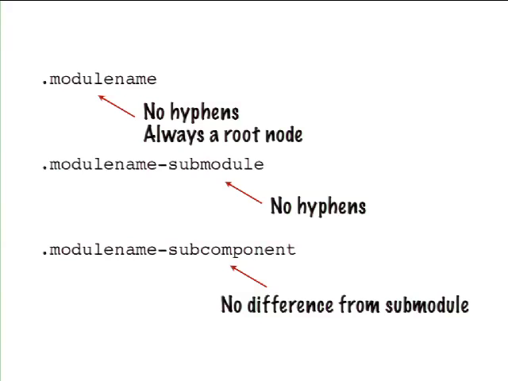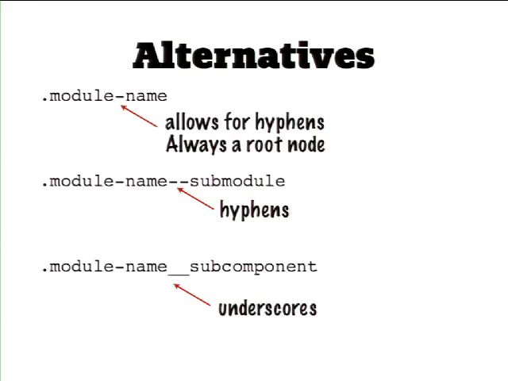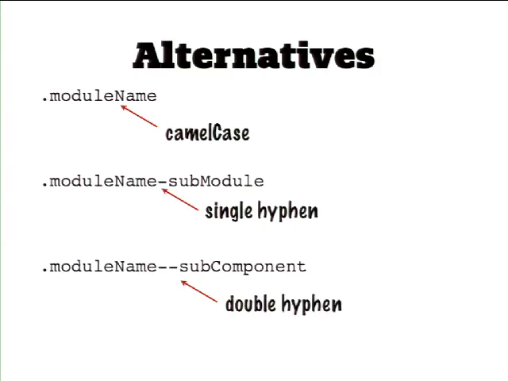Now, there are other naming conventions. My understanding is that the naming convention a lot of the work being done on Drupal 8 is taking is very similar to BEM, which stands for Block Element Modifier, another approach very similar to this. Again, this is the idea of modularizing our approach to CSS and HTML. In this case, they allow for hyphens in root nodes, so to separate modules from submodules, they use double hyphens, and subcomponents use underscores. To me, this is a lot of visual noise. I've seen another technique recently that I kind of like as well, which uses a single hyphen and double hyphen, and then for multiple words it just uses camel case.